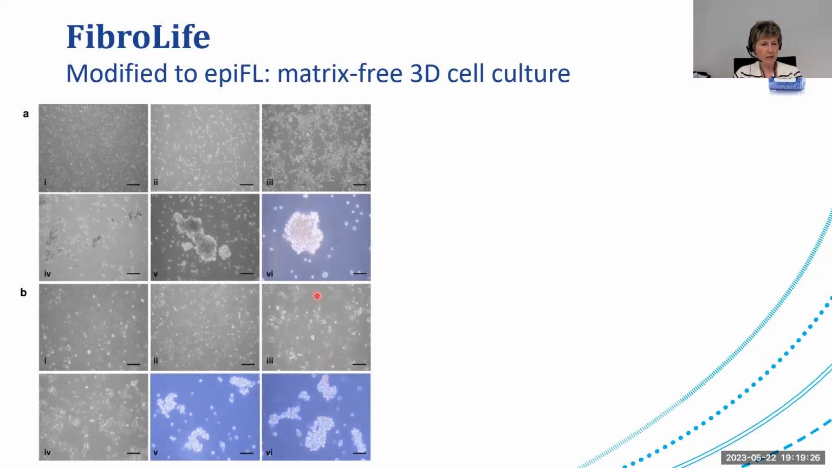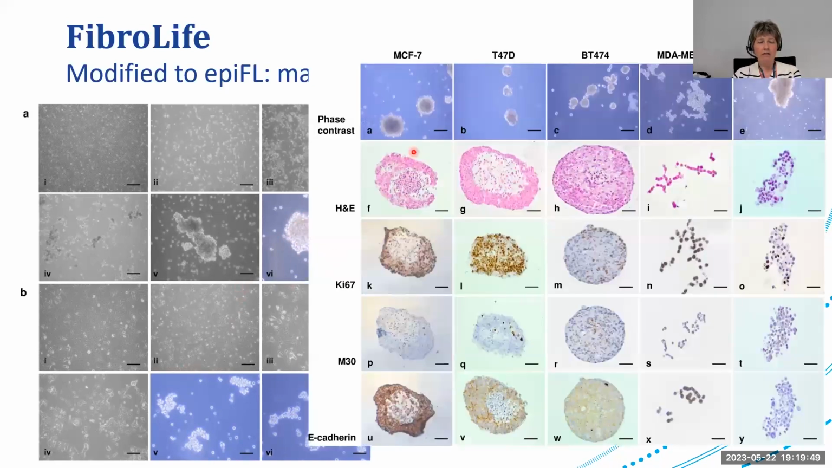And we can see this with different types of cell lines. And here we have two different cell lines. So this is MCF7 cells, which form a tighter cluster, but some of the non-luminal cell lines form these much looser structures, much more reminiscent of bunches of grapes. And here we have a representation of various different cell lines growing in phase contrast in EpiFL.